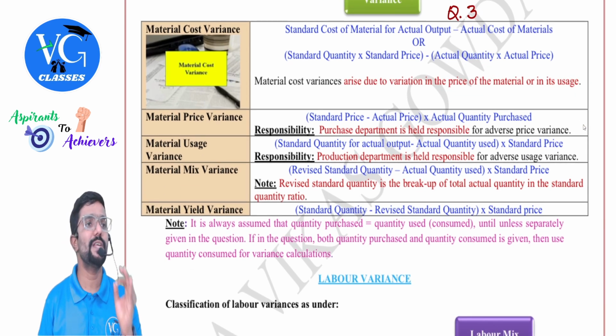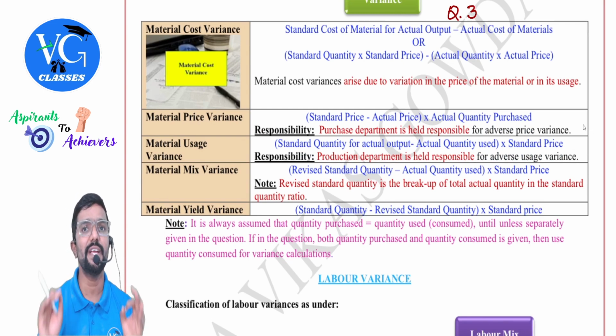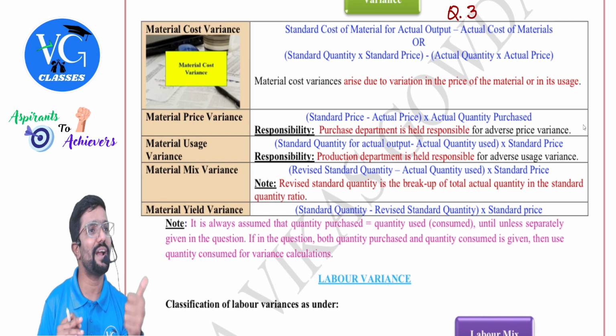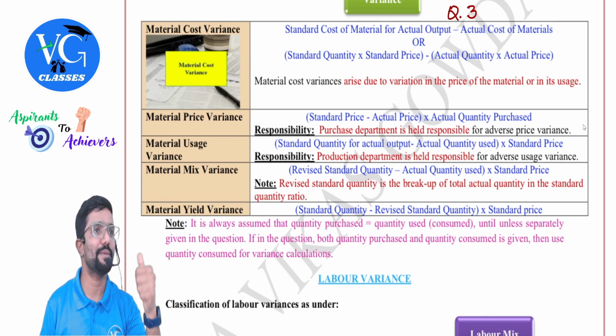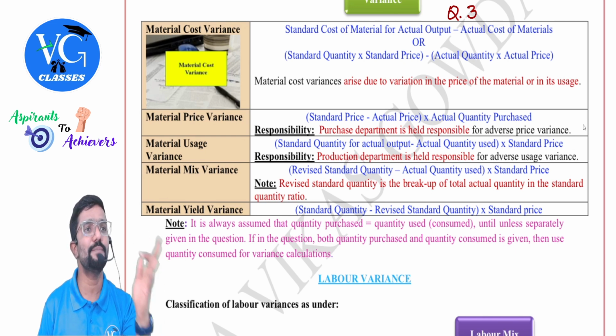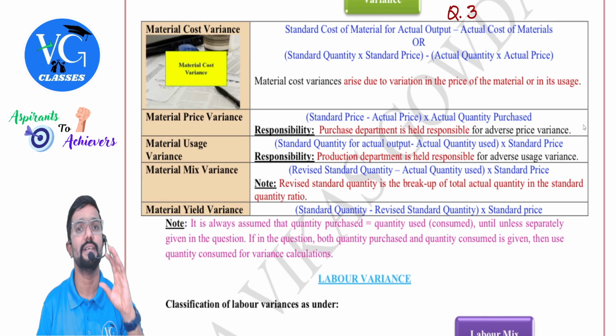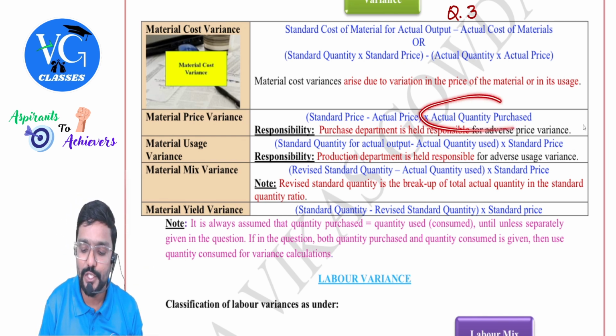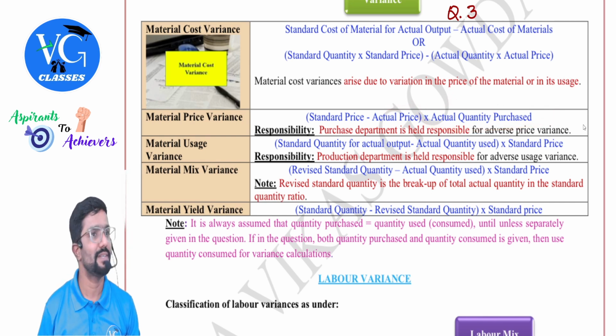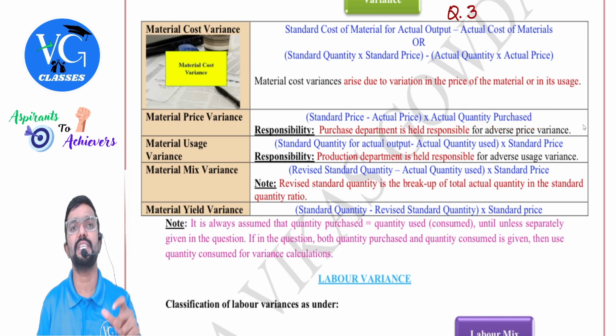Guys, come on. If there is a material price variance, we are finding out the difference between whom? Quantity or price? Price. So which price will come first? Standard price. So what is the formula? Standard price minus actual price. This is the extra cost we have paid for how much quantity? Actual quantity purchased. Actual quantity purchased. And who is responsible for purchasing that?